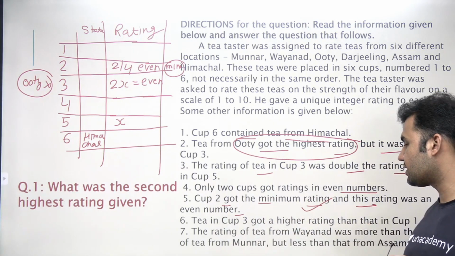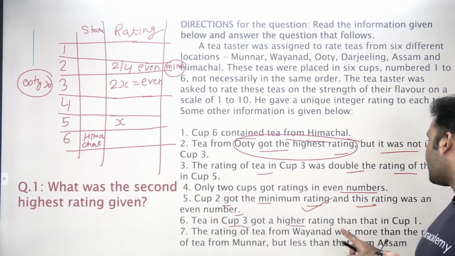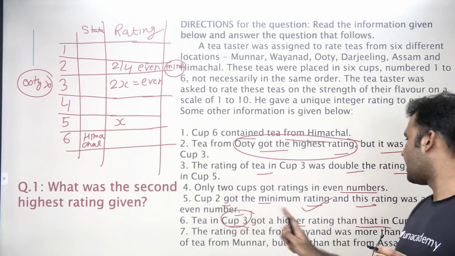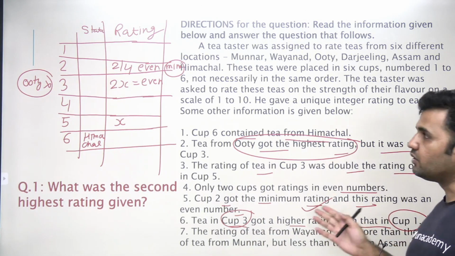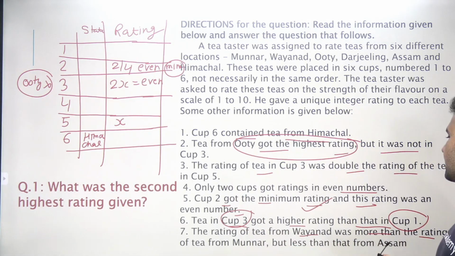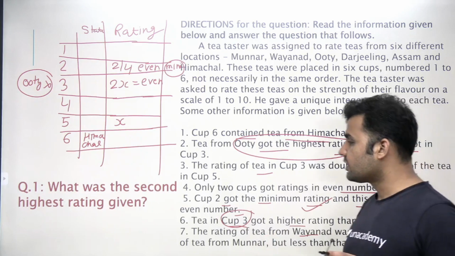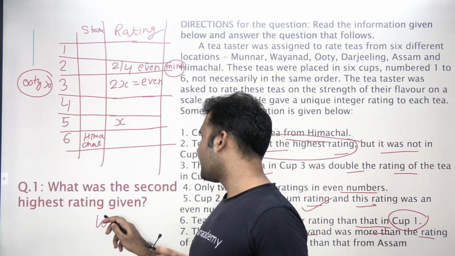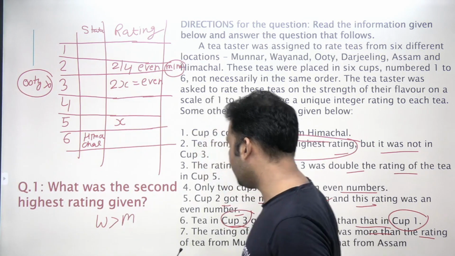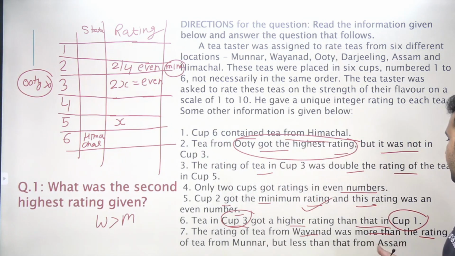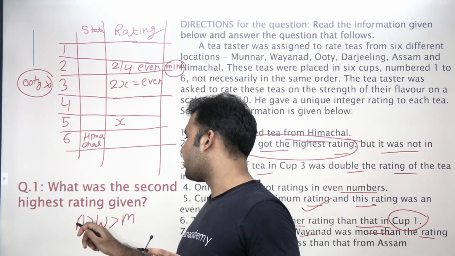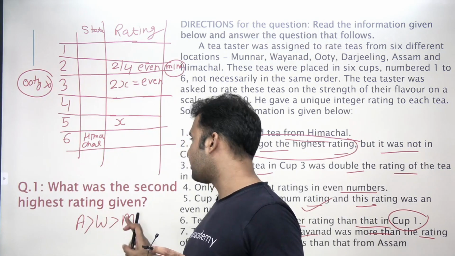Look at the information 6. Tea in cup 3 got a higher rating than that in cup number 1. So cup number 3 rating is higher than the cup number 1. Okay, we will use this information later. The rating of tea from Vembanad was more than the rating of tea from Munnar, right? So the rating of the tea from Vembanad is more than the tea from Munnar, but less than that from Assam. So that means Vembanad rating is less than that of Assam but more than that of Munnar.